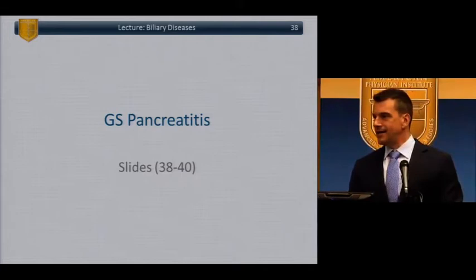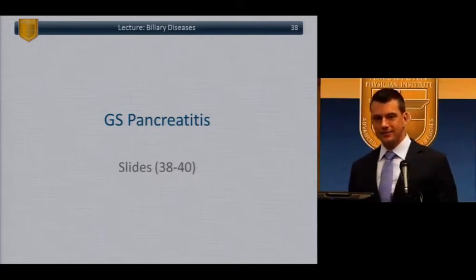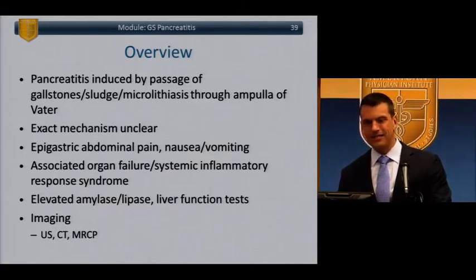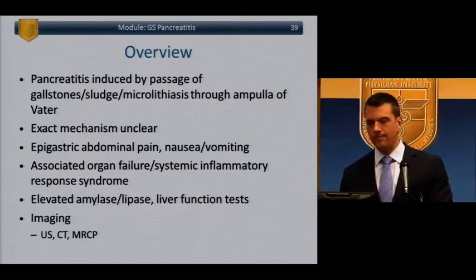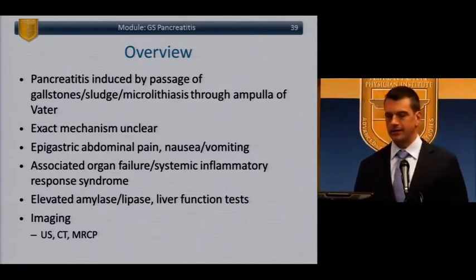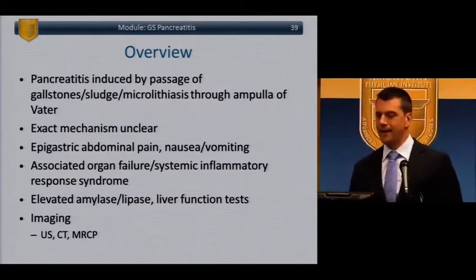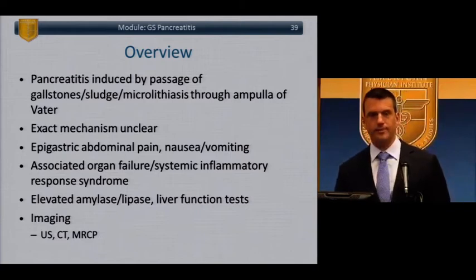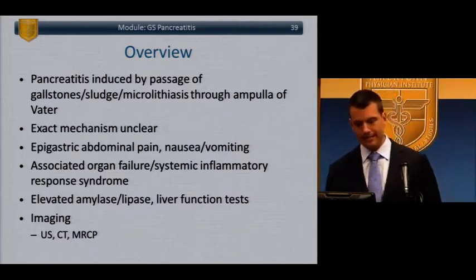Moving next to a benign condition, gallstone pancreatitis. We'll just focus on the gallstone aspect, as you'll have other lectures on the pancreas. This is pancreatitis induced by the passage of gallstones, sludge, or microlithiasis through the ampulla of Vater. The exact mechanism is unclear, but it causes epigastric abdominal pain, nausea, and vomiting. It can be associated with organ failure and systemic inflammatory response like any other form of pancreatitis.